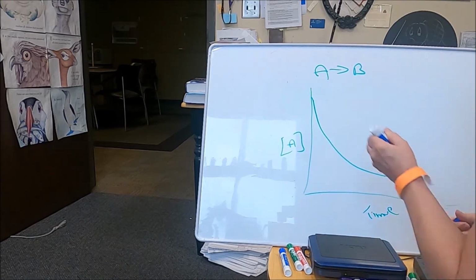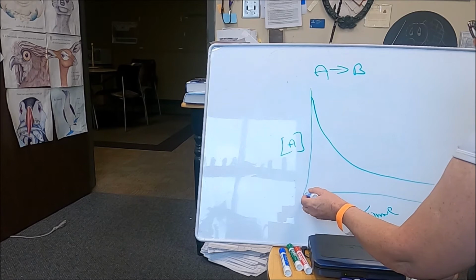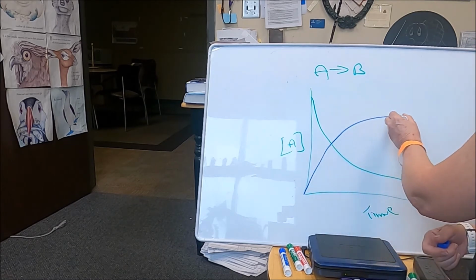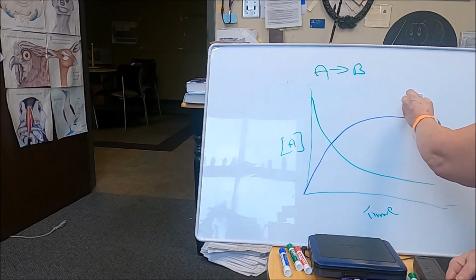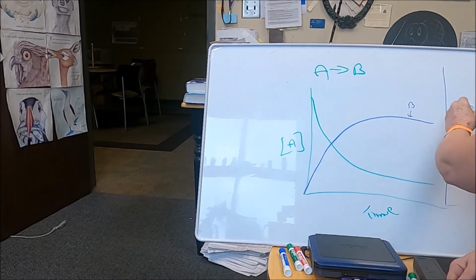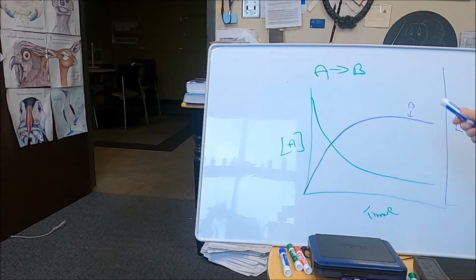So if I were to draw what was happening with B here, B would start out as 0. B would go up as a function of time. So this is B. So if I had another thing over here, concentration of B with time, and I was showing them both on the same graph, concentration of B goes up, concentration of A goes down.